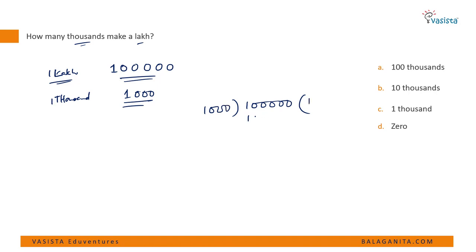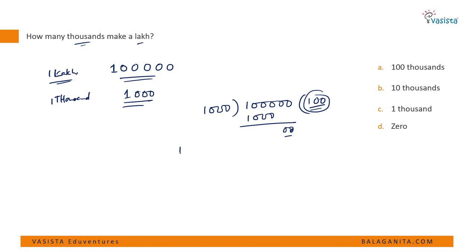1000 ones are 1000. So 2 zeros cancel with 2 zeros, and you will get 0, again 1 0. This is nothing but 100. If you multiply, how many thousand? That is 100,000 is going to make a lakh.